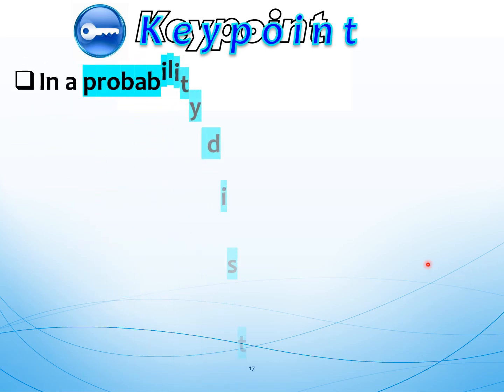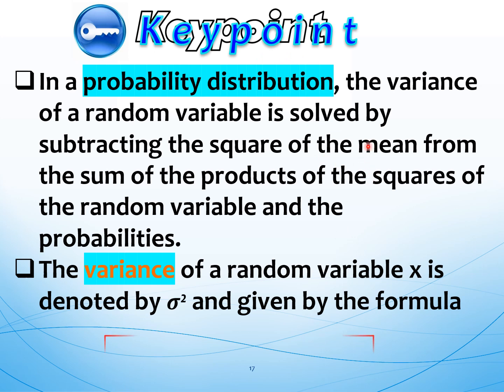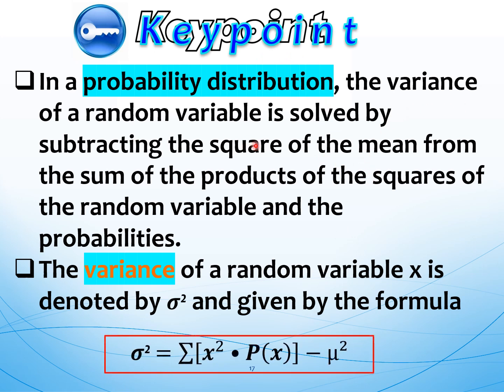So the key points of our lesson: in a probability distribution, the variance of a random variable is solved by subtracting the square of the mean from the sum of the product of the square of the random variable and the probabilities. The variance of a random variable x is denoted by, of course, sigma squared and given by the formula sigma squared equals the summation of x squared multiplied by p of x minus the mean squared. So this is the variance formula.